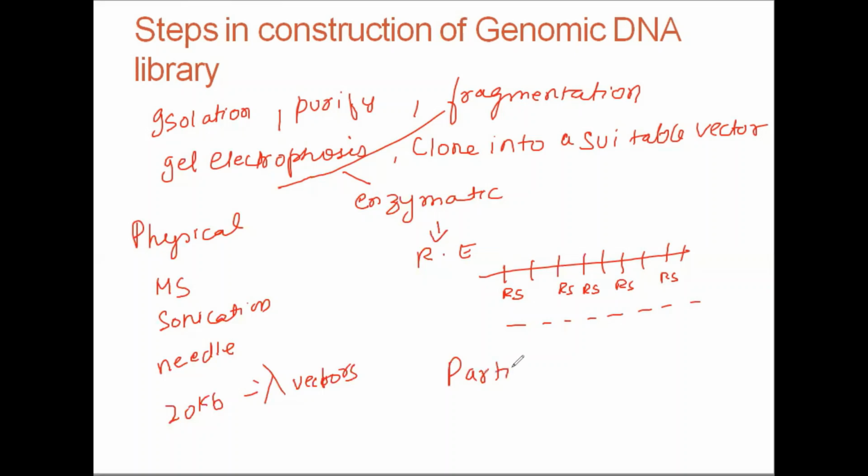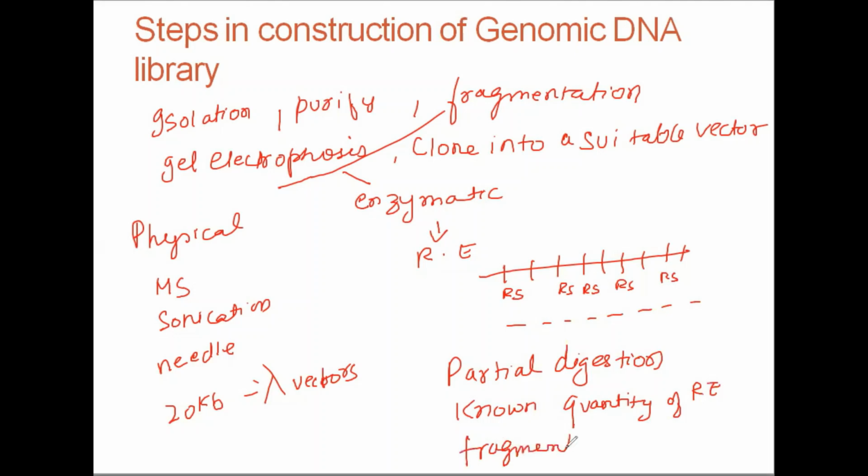We always do partial digestion of the DNA. Partial digestion is quite important and we need to know more about it. So what do we do? Here you use a known quantity of restriction enzyme. When you use a known quantity of restriction enzyme, you obtain fragments of the ideal size that is needed. Now after the digestion, we do gel electrophoresis where we elute the product.